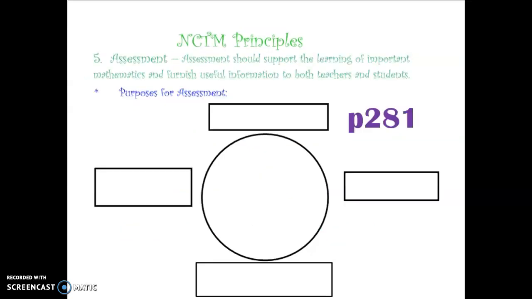Okay, let's go back to assessment just for a second. I want to flip over to page 281 in your textbook. They've got this graphic there, and we're just going to fill in the purposes for assessment. I want you to think about each one of these. I'm going to ask you a question at the end.